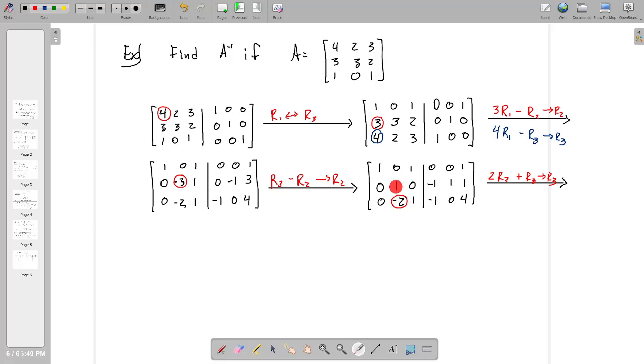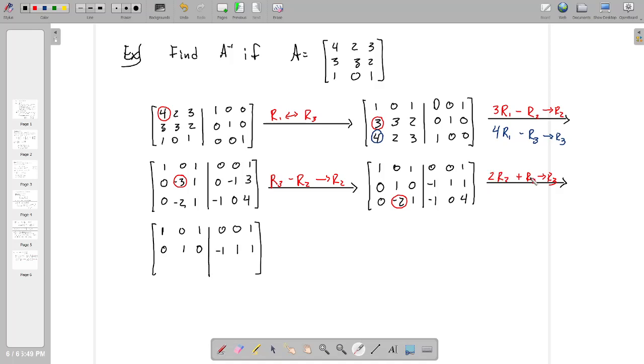So if we multiply 1 by 2 and then add it to a negative 2, we get a 0, and that's what we want. So again, row 1 and row 2 have not changed. So we got 1, 0, 1, 0, 0, 1. Row 2 hasn't changed either. We get 0, 1, 0, negative 1, 1, 1.